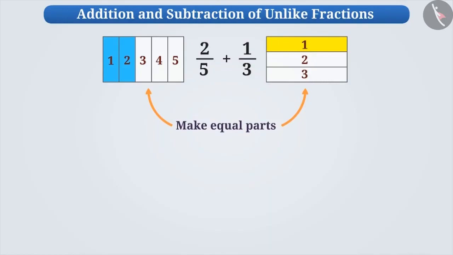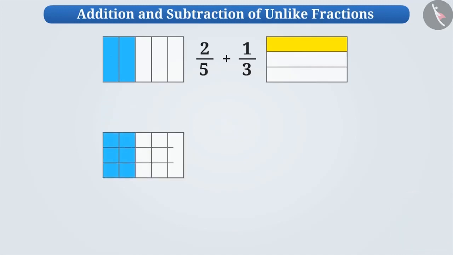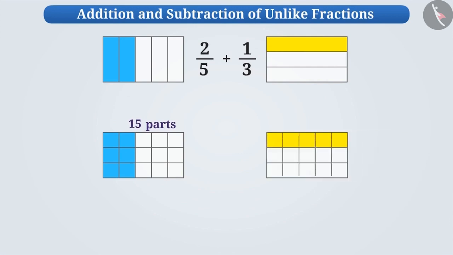Can you think of a way to do this? Let me tell you. If we divide each of these 5 parts into 3 parts, then the total number of parts will be 15. Similarly, if we divide these 3 parts into 5 parts, then too we get 15. Now both rectangles are divided into 15 equal parts. Since here 6 out of 15 parts are shaded, the fraction will be 6 by 15.